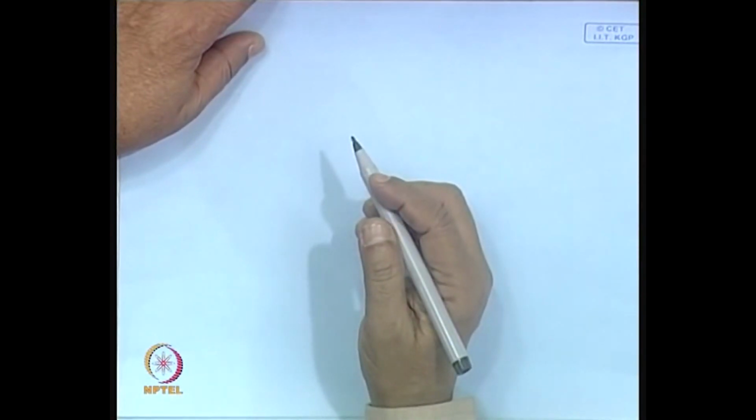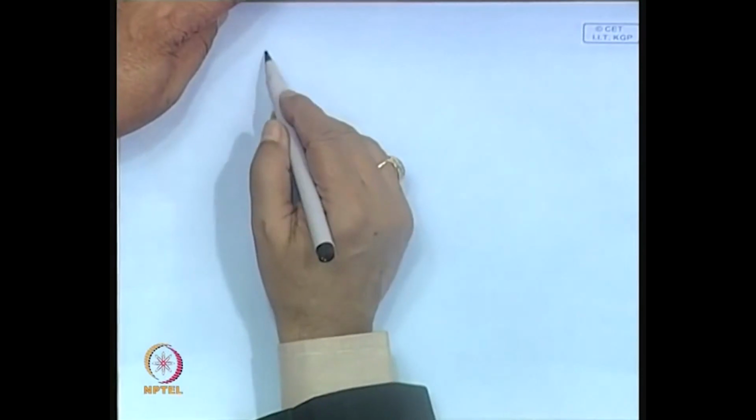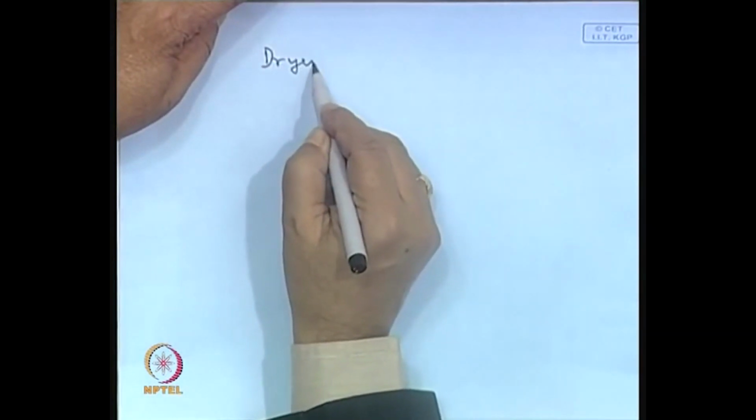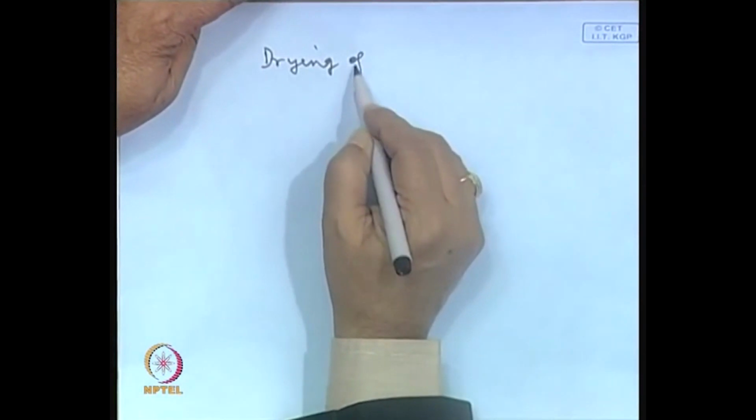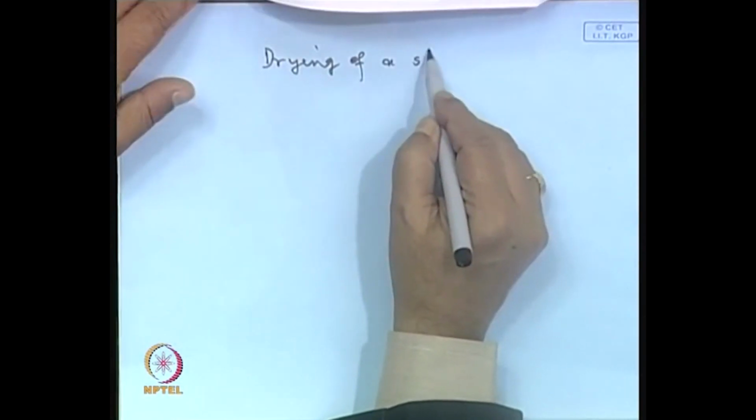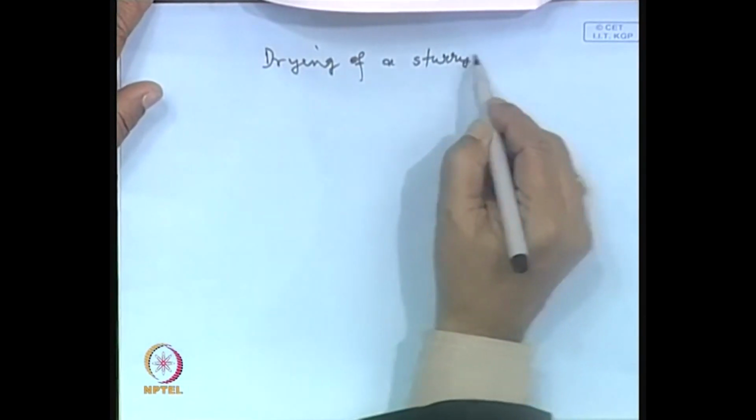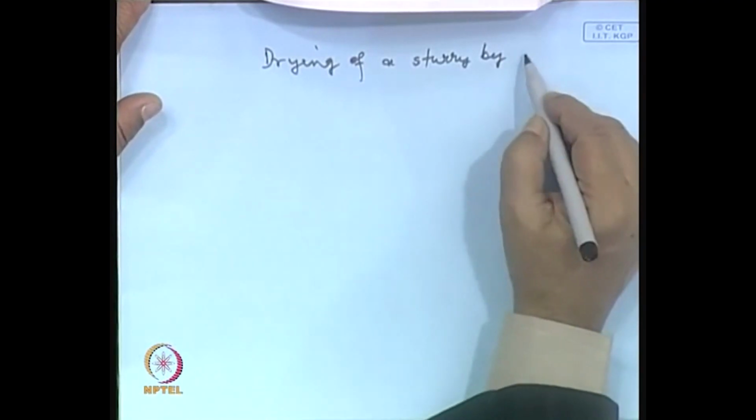Now, what is the advantage of counter current flow? For that, consider the drying of a slurry by hot air.